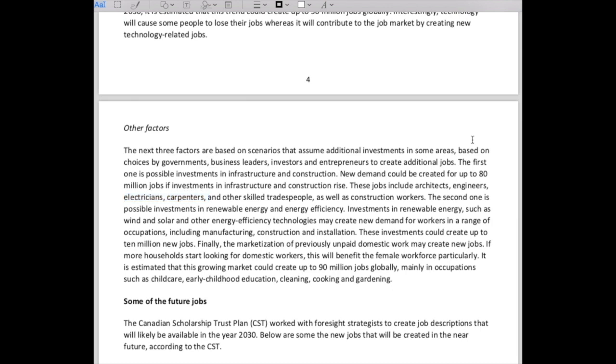Now, let's have a look at the beginning. The first one is possible investments in infrastructure and construction. New demands could be created for up to 80 million jobs if, we have a condition. Investments in infrastructure and construction rise. So this is the condition that we were looking for. Remember, in the task, it says provided that. So we're looking for a condition. And here is the condition.